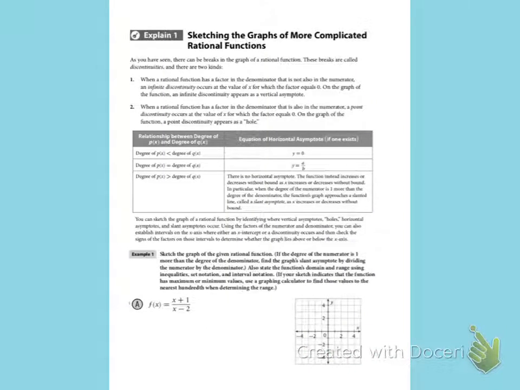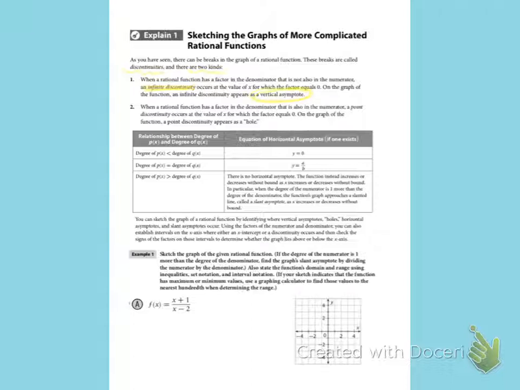So as you've seen, there can be breaks in the graph of a rational function. These breaks are called discontinuities. So asymptotes are discontinuities, but there are really two different kinds of discontinuities. There are these infinite discontinuities, which occur when a rational function has a factor in the denominator that is not also in the numerator. An infinite discontinuity occurs at the value of x for which the factor equals 0. On the graph of the function, an infinite discontinuity appears as a vertical asymptote.